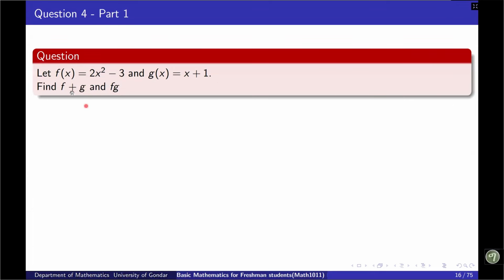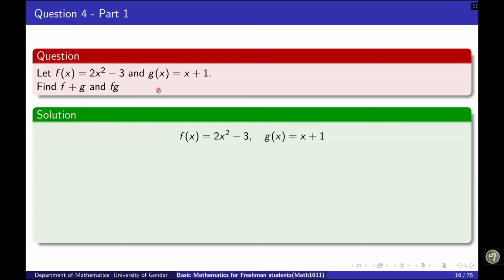The first one is the sum and the product of these two, f of x and g of x. The sum is f plus g of x equal to f of x plus g of x. When we substitute the terms, we have 2x squared minus 3 for f of x and x plus 1 for g of x. If we add them together, adding the constant terms, we have 2x squared plus x minus 2, which is the sum of these two functions.